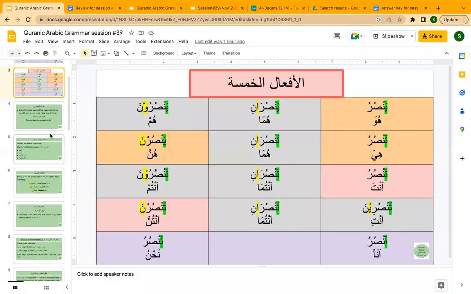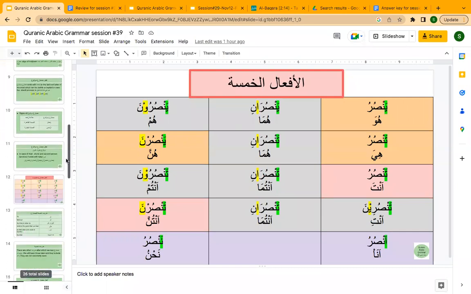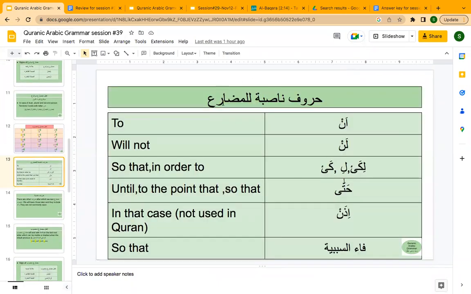Barakallahu feek. So now, let me just take you to this one. Al-huruf al-nasiba lil-mudare, those that make mudare mansoob are an, lan, li, kay, and then li and kay can be seen as separate letters or words in your Quran. In Quran, we will see li separate from kay, and then hatta, fa. Okay, izan is not in Quran, so we will not be too worried about it. An means to, okay? An means to. Lan means will not. Li kay, or li, or kay, separate, they all mean so that, in order to.